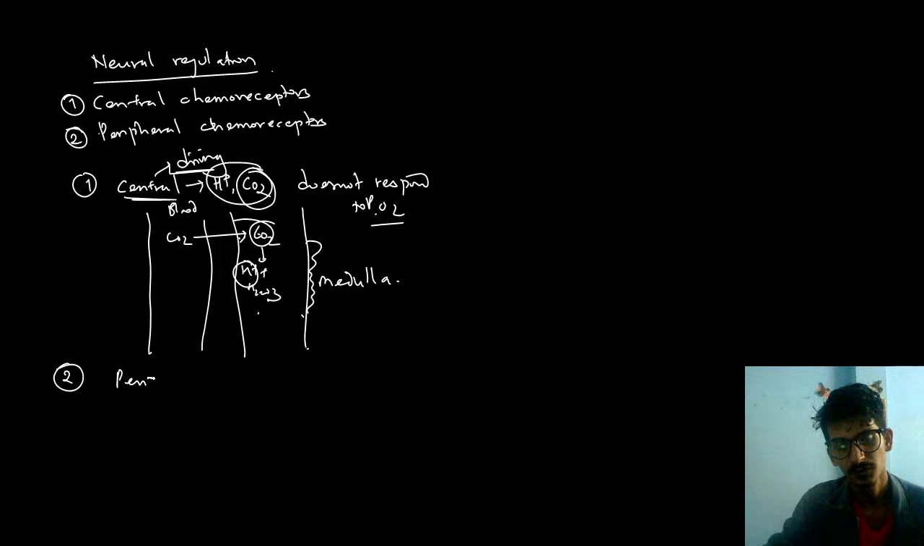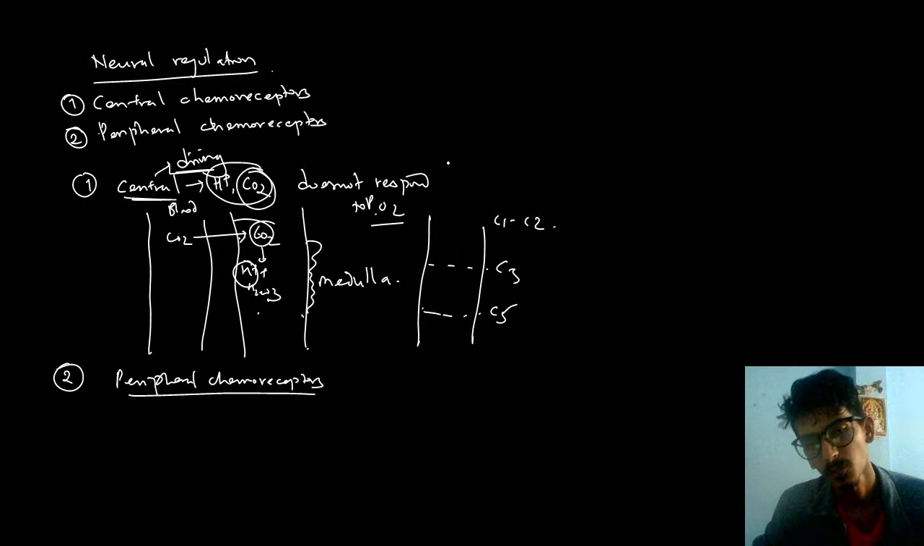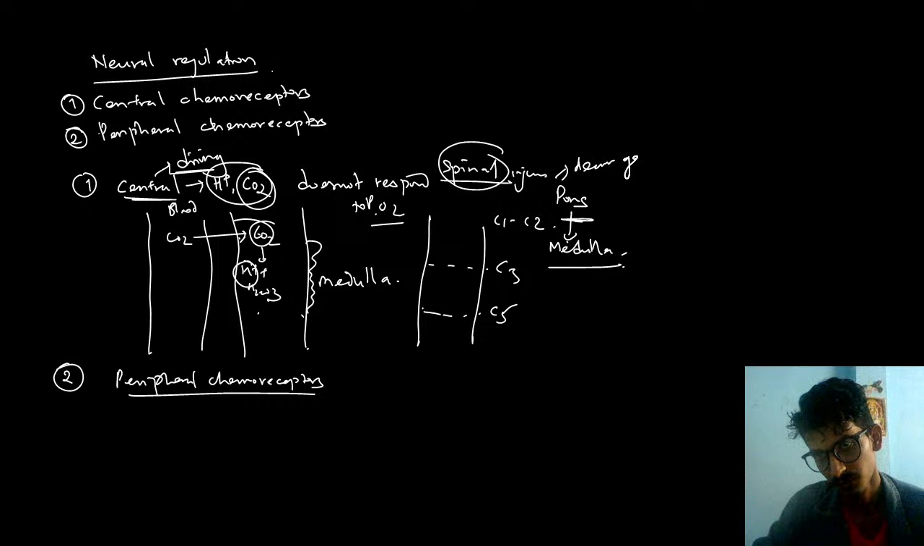Second is the peripheral chemoreceptors. I will also talk about a small thing: this is the level of C3, this is the level of C5, C1, C2. I think this will be covered in orthopedics, but suppose we have a spinal injury, or some problem between the spine and the medulla. If the communication between the spine and the medulla is lost, then that will result in deranged breathing patterns.